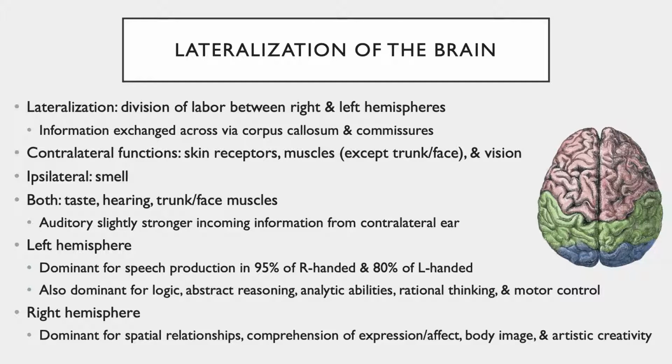The right hemisphere is dominant for spatial relationships, comprehension of expression and affect, body image, and artistic creativity. That's why people who tend to be more creative often identify as being right hemisphere dominant, and they might even say, "I'm right-brained." But again, they're also using their left brain to take in information, to have motor control, to engage in those artistic endeavors, and to be able just to make it through life on a day-to-day basis.